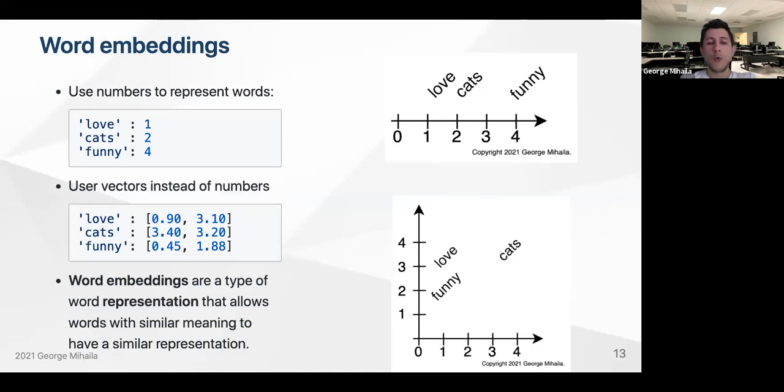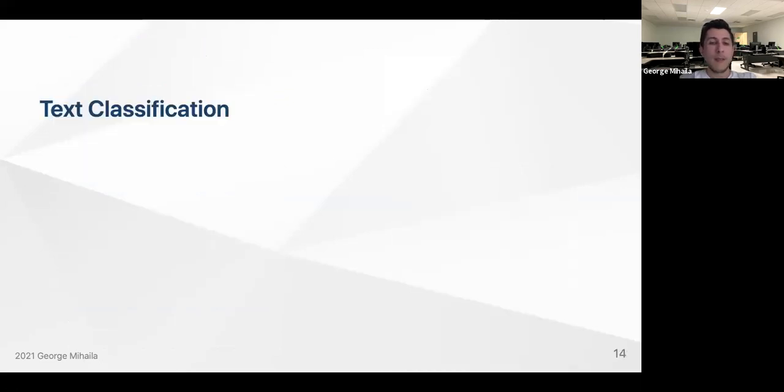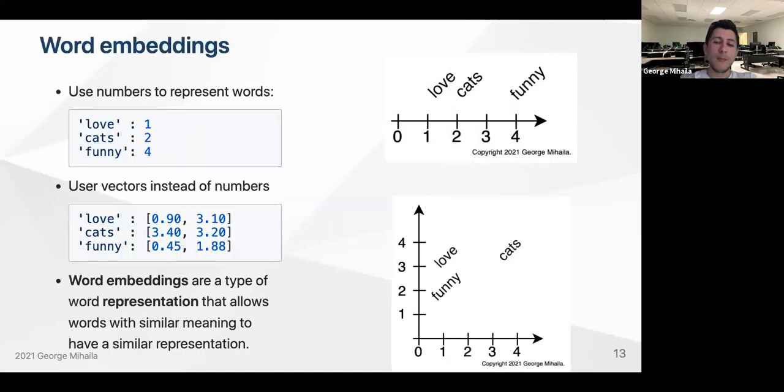And obviously, the more dimensions, so the more numbers we have in these vectors, the more features we have, the better the representation will be. And again, these will be really useful when we go into GPT-2.